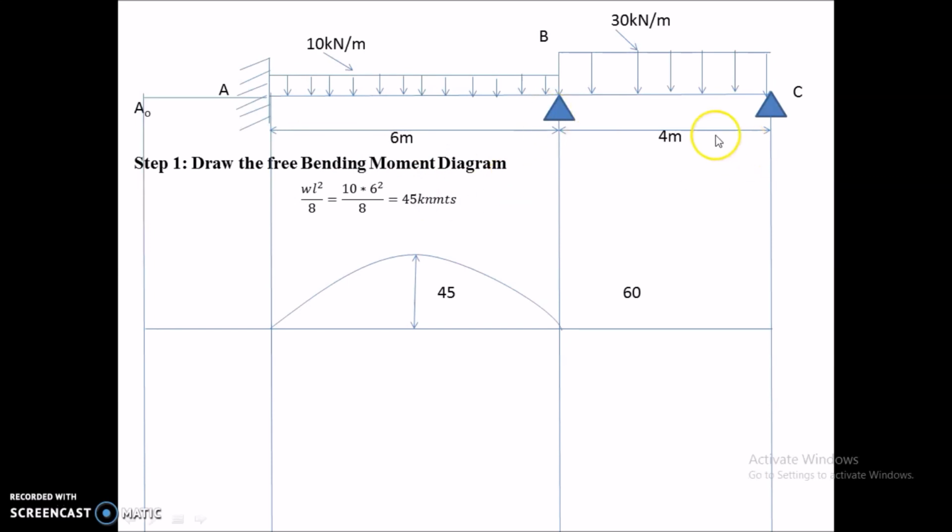And coming to BC, again it is a UDL of 30 kN per meter. So 30 into L square by 8, 4 square by 8, gives me 60 kN meters. Again it is a UDL, so it will be parabolic shape. Coming to this span A0, since there is no load and this is an imaginary span, this will be 0 and there will be no bending moment diagram for this section. It is a plain line.